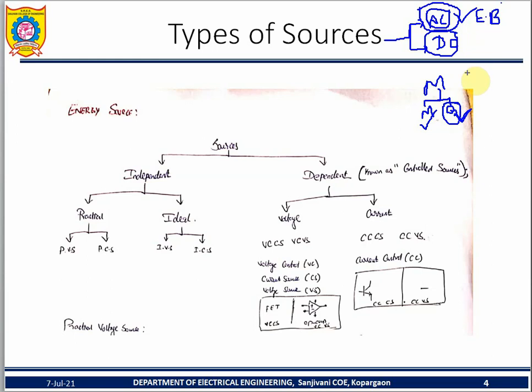So, different power plants you have studied: thermal power plant, hydro power plant, solar power plant, wind power plant. So many power plants are there. These are the power plants that generate the electricity.